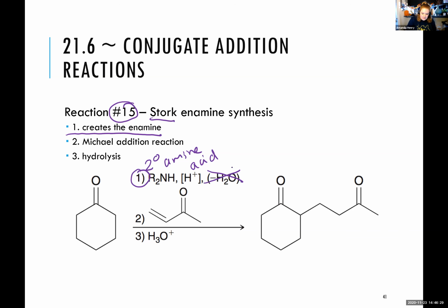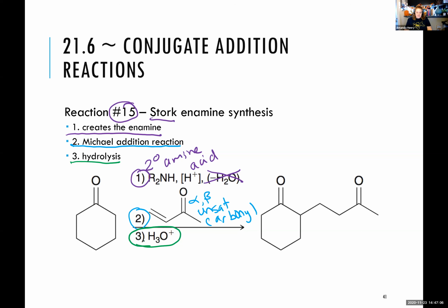This is just telling us that we're losing water. That's not a reagent, it's not really helpful information, so I'm crossing it off. Second step is a Michael reaction. So this is our alpha beta unsaturated carbonyl. When we combine an enamine reaction with a Michael reaction, we get a Stork reaction. And then the last step is hydrolysis, so acid and water, probably our most used reagent there.